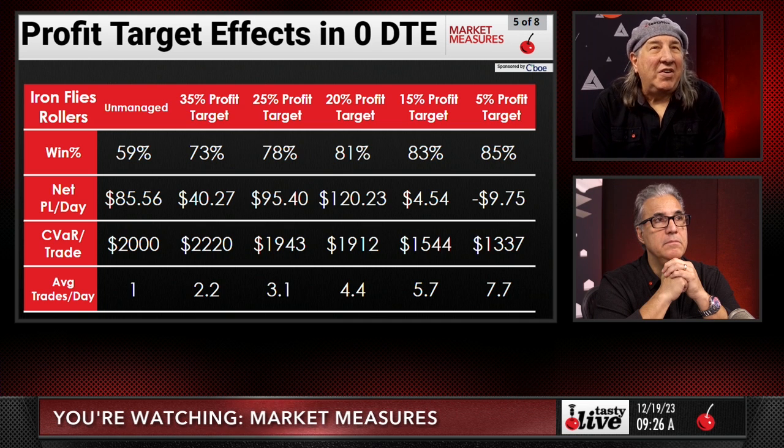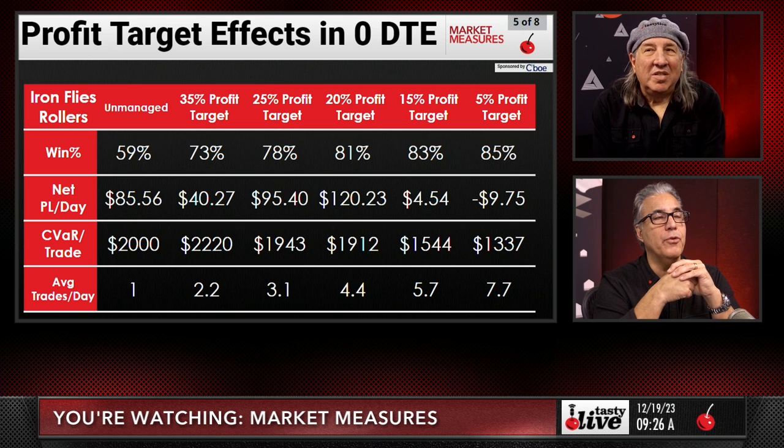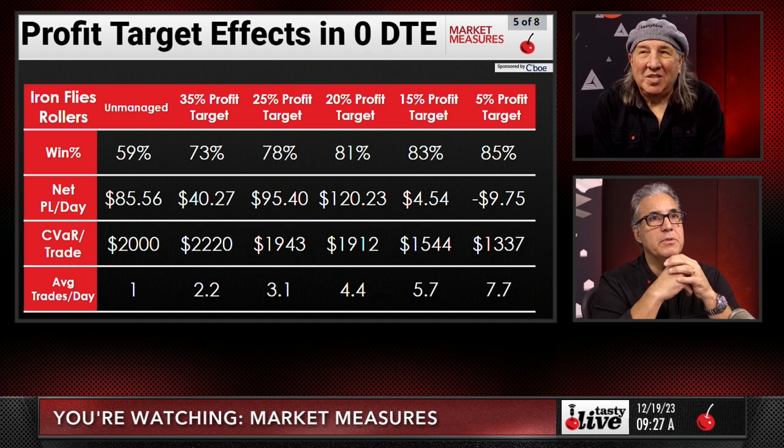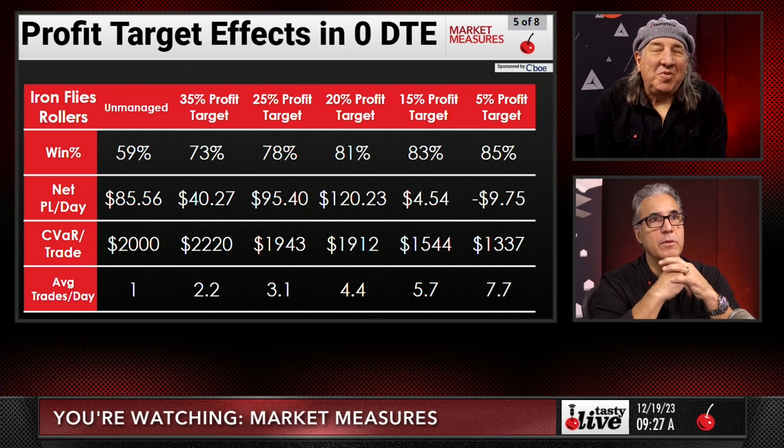Now these are the iron flies rolled. These are recentering. We're going to buy back the guts and recenter the wings. And the answer here is that these have been really good. These are iron fly rollers. Take your profits and recenter, and you've done really well. I'm surprised the 15% doesn't really pay either. Yeah, the 15% was better off just closing and moving on.